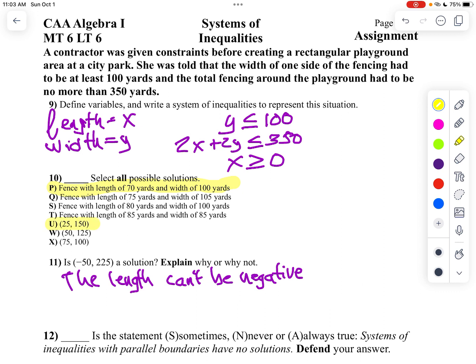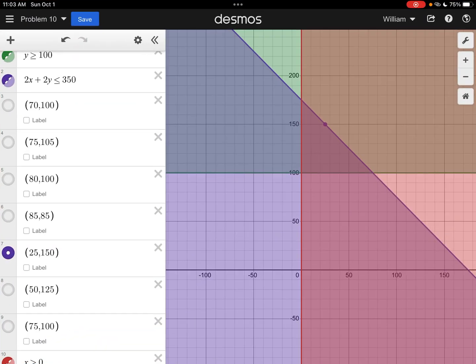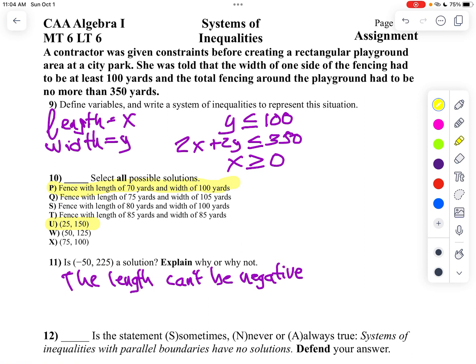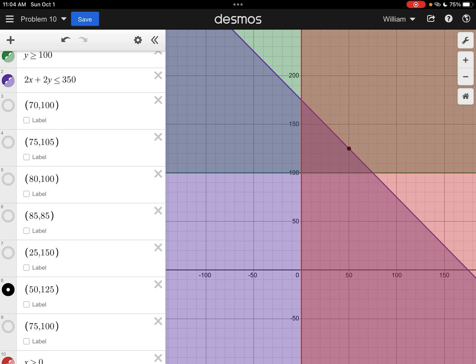How about 50 and 125? 50 and 125 is also on the edge of the triangle, and since it's less than or equal to, that would be a solution. And finally, let's do 75 and 100. And 75, 100 is just on the corner, and since they're solid lines, that's a solution also.